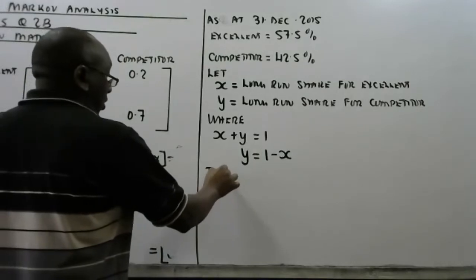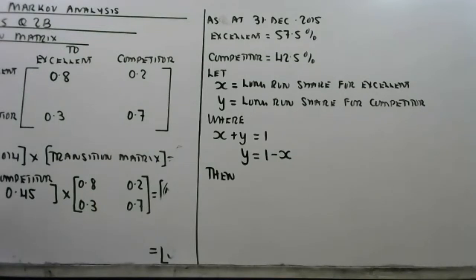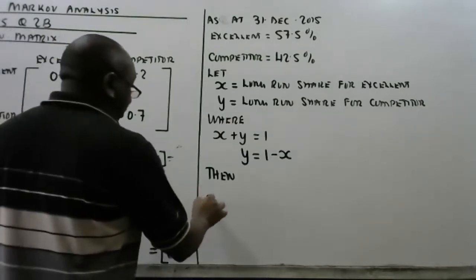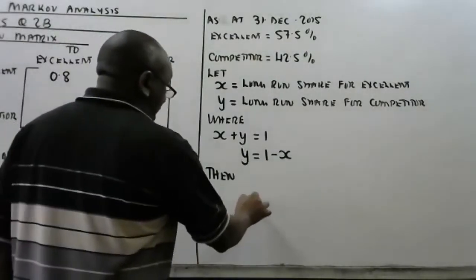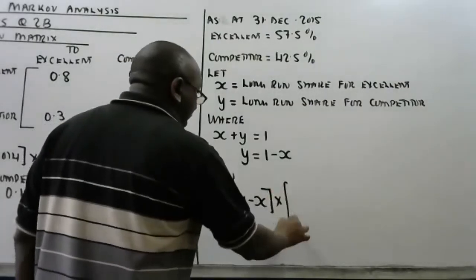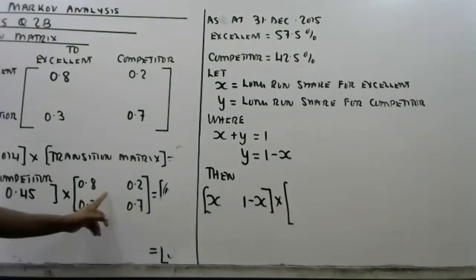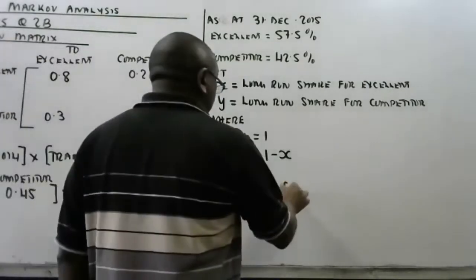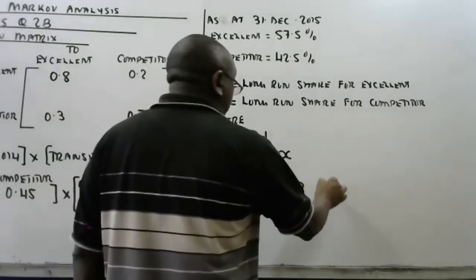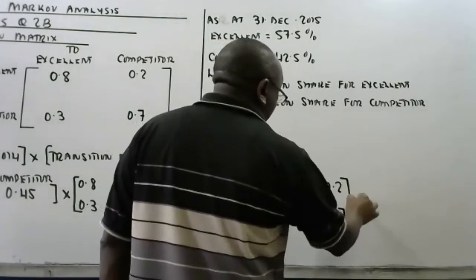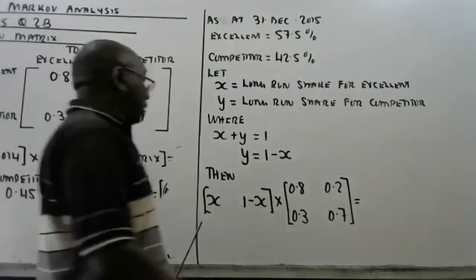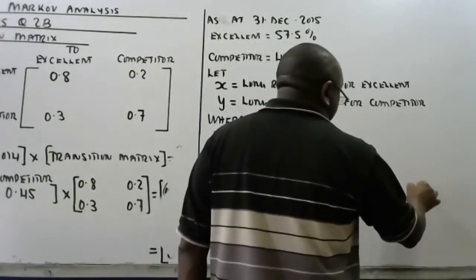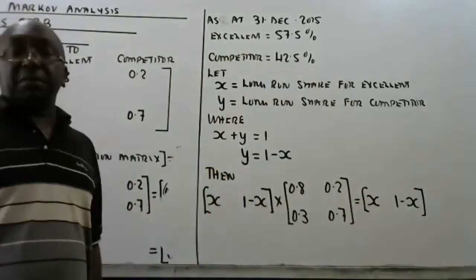Then what we do, just like we took now these 0.55 and 0.45, now we are going to take X and Y. So we have X here. But instead of bringing Y here, we bring 1 minus X to represent Y. To multiply the transition matrix, just like we did here, that is 0.8 and 0.3, 0.2 and 0.7. And the answers that we shall get, just like we got 57.5 and 42.5, in the long run, we say it is X, 1 minus X. Long run is called the equilibrium.